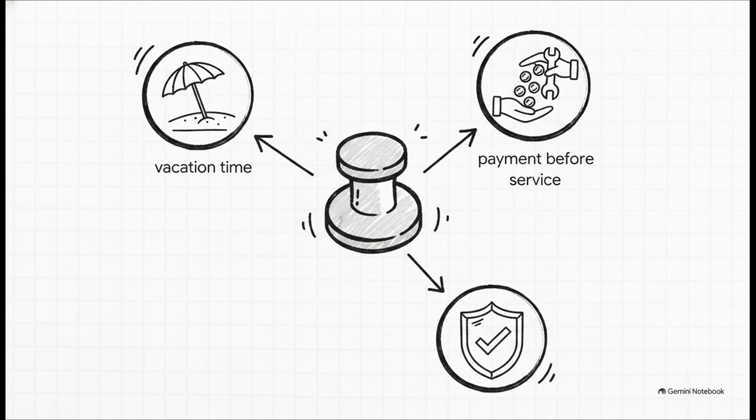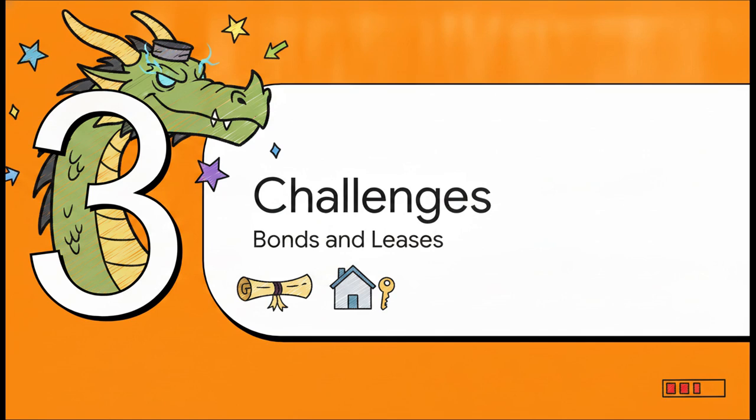Flipping over to current liabilities, your main job is to just memorize these specific triggers. If a problem mentions employees taking vacation, boom, immediately think of Entry 26, compensated absences. If a company gets cash before delivering a service, that's Entry 28, unearned revenue. And you always have to watch for recognition requirements. For example, warranties in Entry 30 need to be both probable and reasonably estimable before you can even recognize that liability. Okay, warm-up is over.